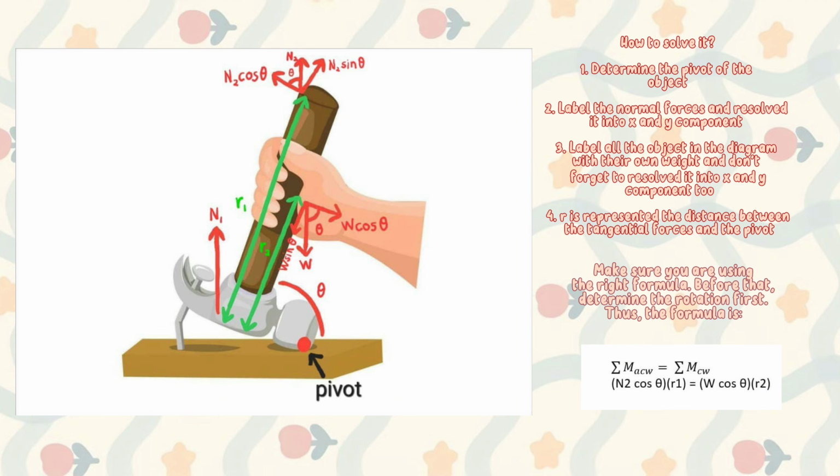We take N2 cos theta and W cos theta instead of N2 and W because we have to choose the force that is perpendicular to the R. N1 is not included in the equation because N1 is on the axis, so the R is equal to 0 and the moment will be equal to 0.